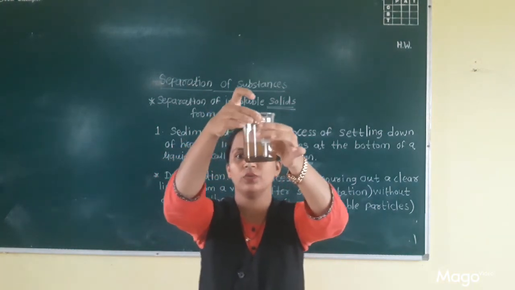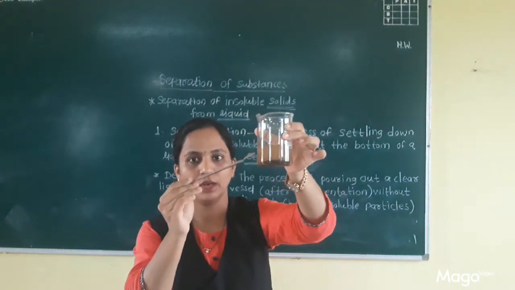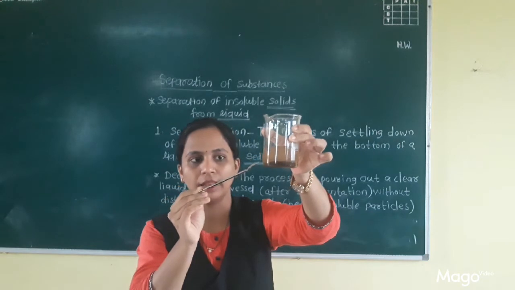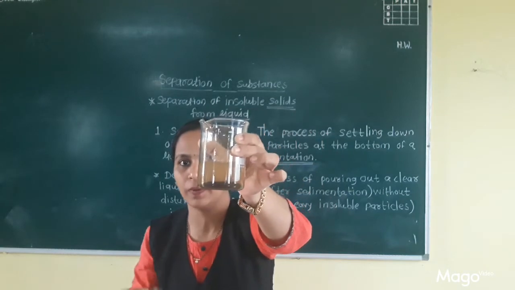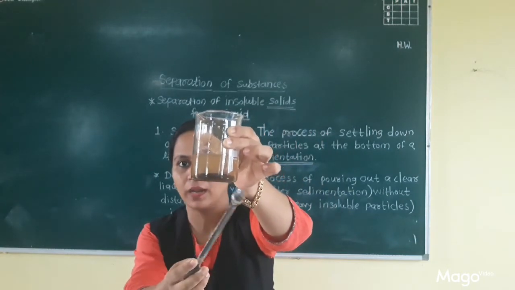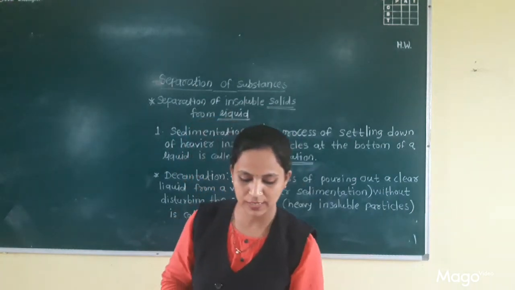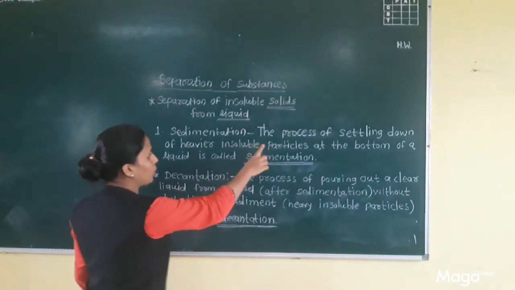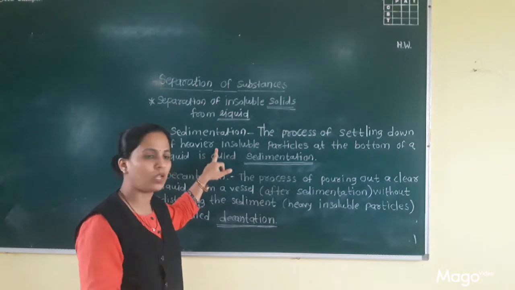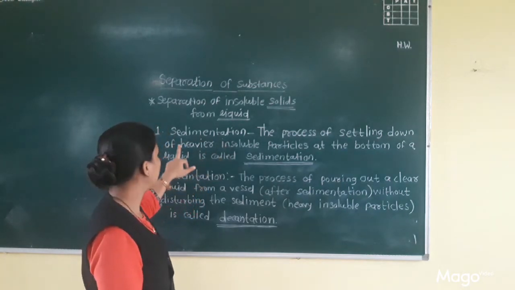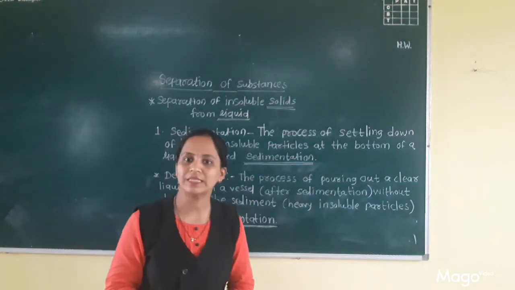What happens, students? You can see two layers here. The upper layer is of water, and at the bottom all the sand particles, which are insoluble, have settled down. This process is called sedimentation. What is sedimentation? It is the process of settling down of heavier particles, which are insoluble in the liquid. So the process of settling down of heavier insoluble particles at the bottom of a liquid is called sedimentation.